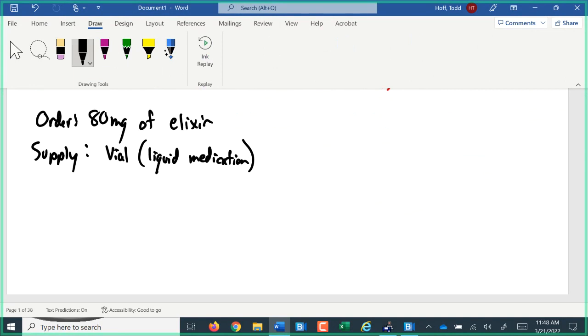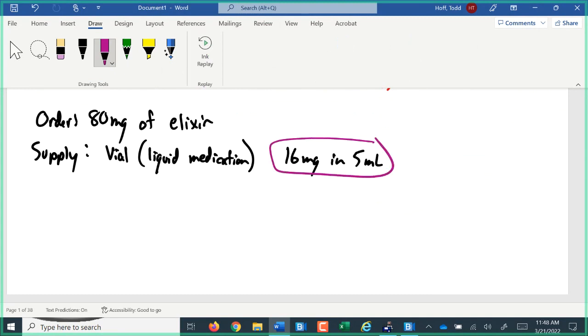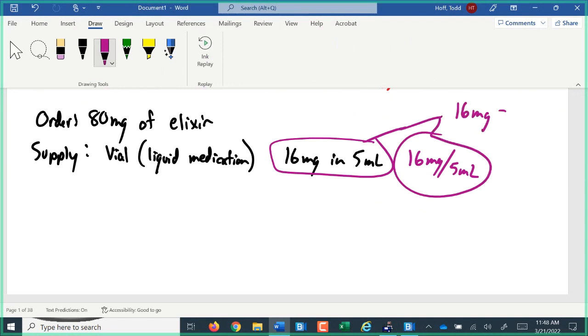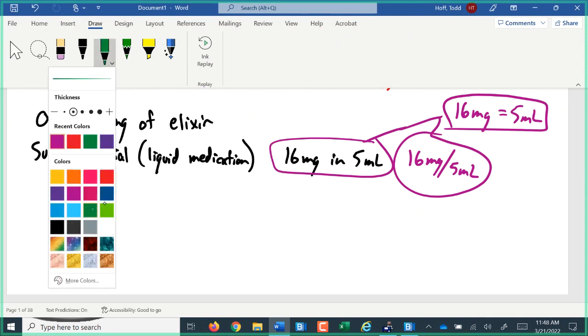Let's say on our vial, the label is 16 milligrams in 5 milliliters. So again, this is just a conversion factor. It might often be written as 16 milligrams per 5 milliliters. It means the same thing. Either one of those is implying equivalency, saying that 16 milligrams is equivalent to 5 milliliters of that liquid. So we can use that then as a conversion factor in our dimensional analysis.